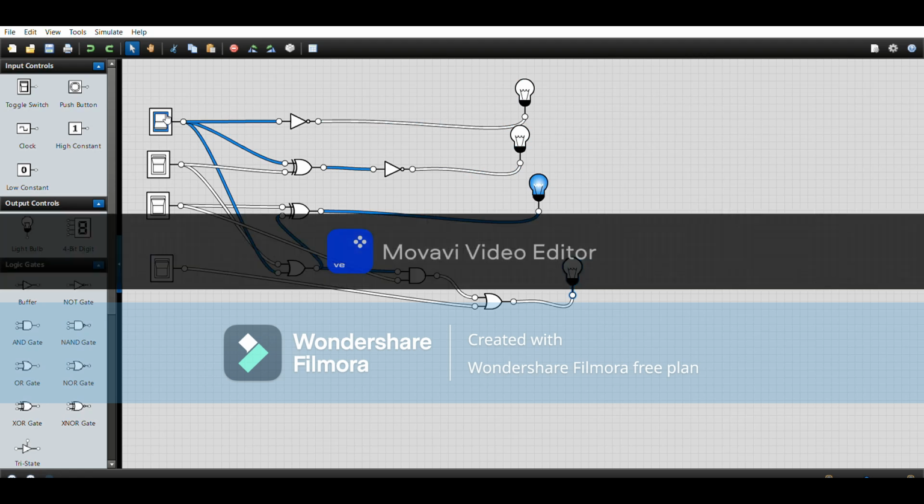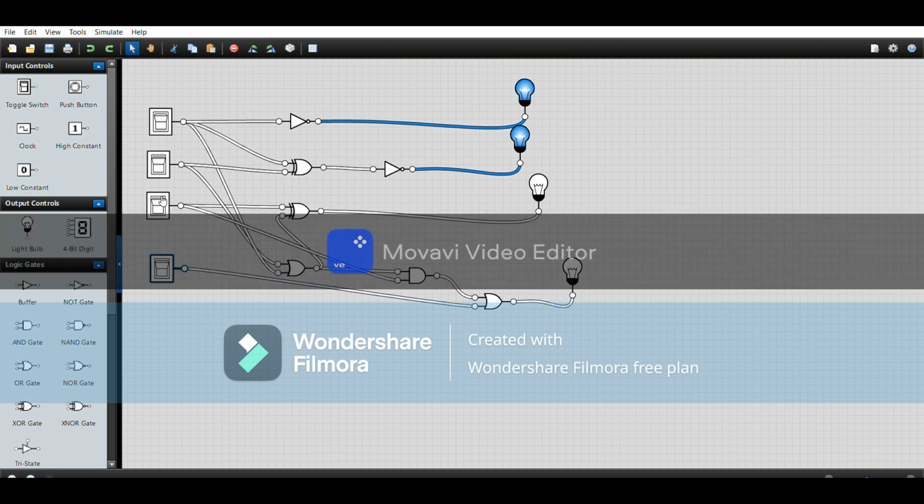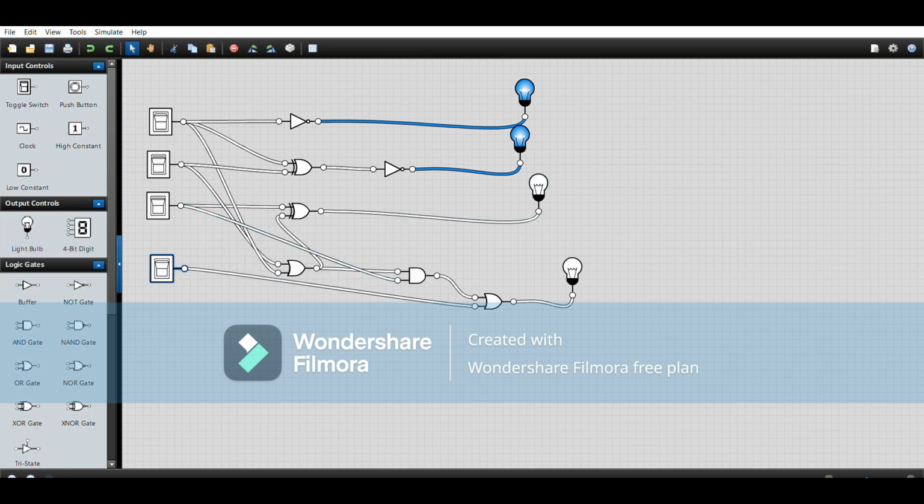It consists of 4 inputs and 4 outputs. And the logic gates we used are 2 OR gates, 2 exclusive OR gates, 2 NOT gates and 1 AND gate.